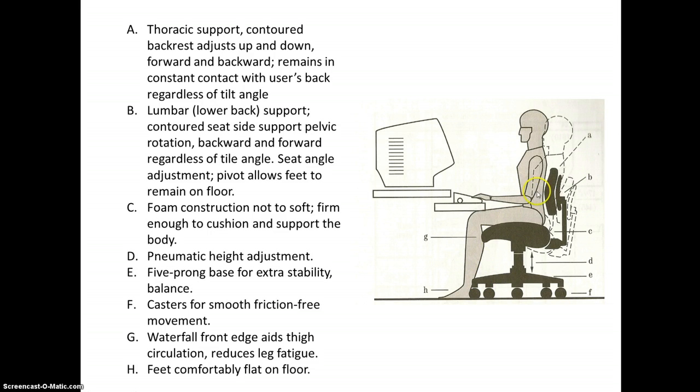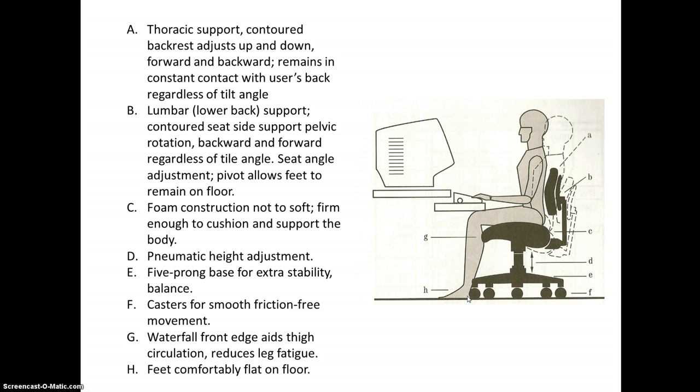And the front of the edge, we want that waterfall effect. This is one of the things that keeps our legs from falling asleep. So if you have those chairs that come out that are square in that edge, you can quite literally see where it's going to start cutting off circulation to the lower legs, and that causes exhaustion. And we want the height to be so the feet sit comfortably and flat on the floor.